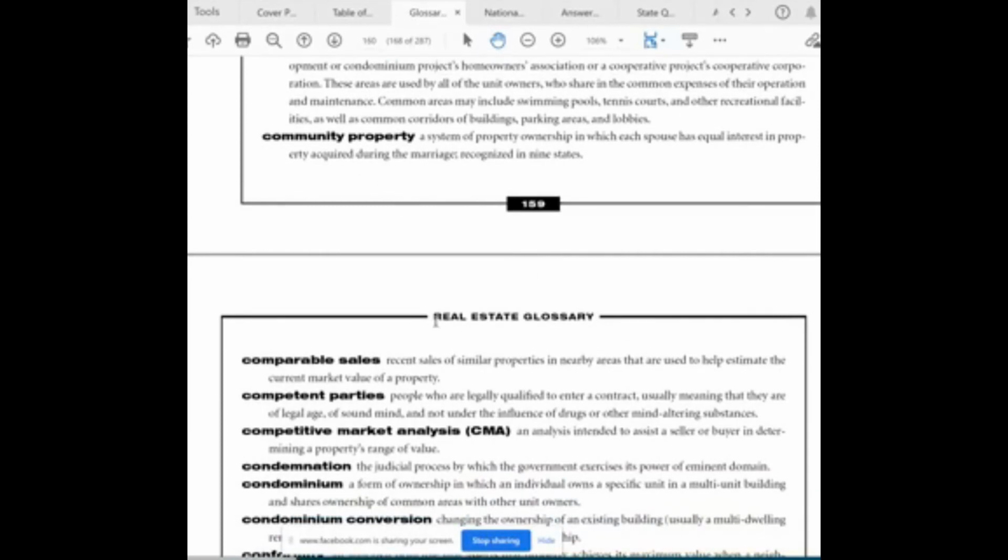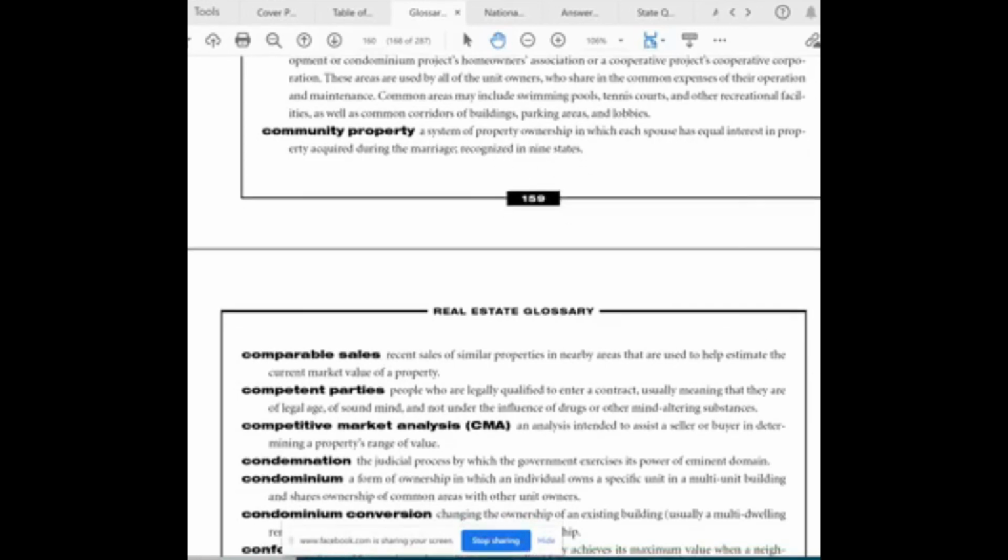Community property. So Texas is a community property state, a system of property ownership in which each spouse has equal interest in property acquired during the marriage, recognized in 9 states, and Texas is one of them. Now, it may be in more than 9 states, since this is an outdated source from 2006. So take that with a grain of salt. We'd have to Google it.